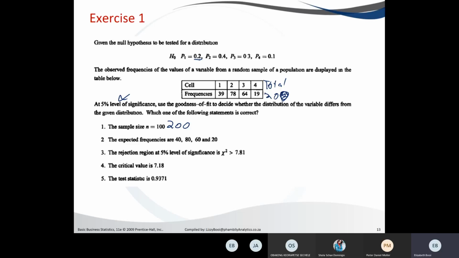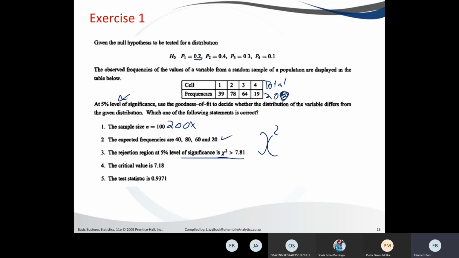Then it means number 1 was the incorrect one and number 2 is correct. And the question says the region of rejection at 5% level of significance is 7.81. Did we go and find this critical value, region of rejection? Did we go and define it? So it means we need to go find the critical value, which will also answer number 4 when we go find that critical value as well.